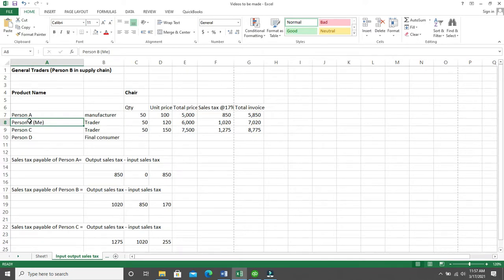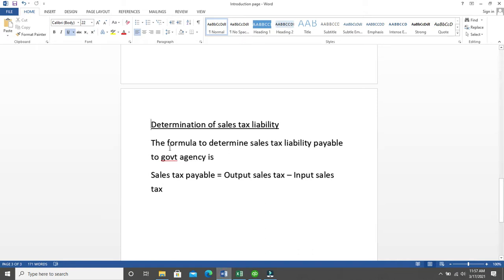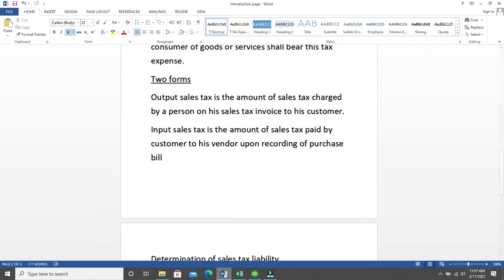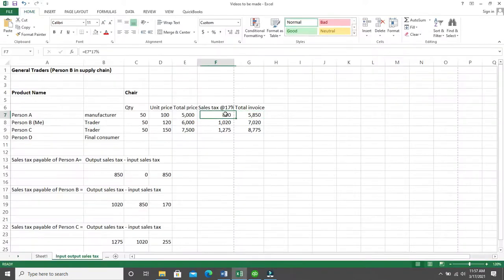This sales invoice from the perspective of person A is the purchase bill for me, that is general traders, this is me, and I shall record this purchase bill. I shall record the purchases from the amount of 5,000 and shall record my input sales tax 850, and I shall pay the total amount of 5850 to person A, as we have already discussed that the input sales tax is the amount of sales tax which a person paid to his vendor. So I have paid 850 as my input sales tax.